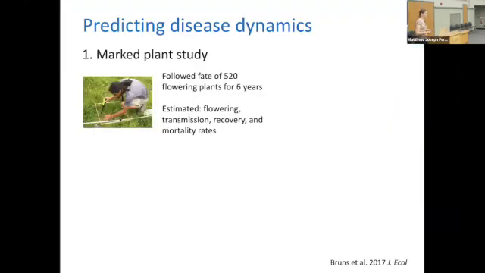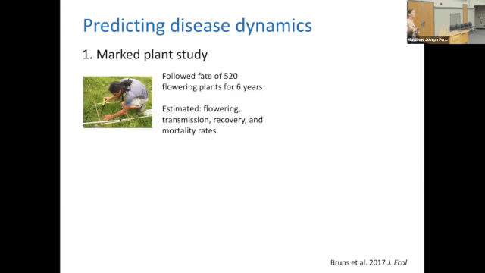So we also were good disease ecologists, and we went out and did a mark recapture study, which mark recapture studies are great to do in plants. We had a high recapture rate. And so we followed a bunch of flowering plants for 6 years. We'd go back with metal detectors, find them every year, record their status. And this gave us a bunch of great information.